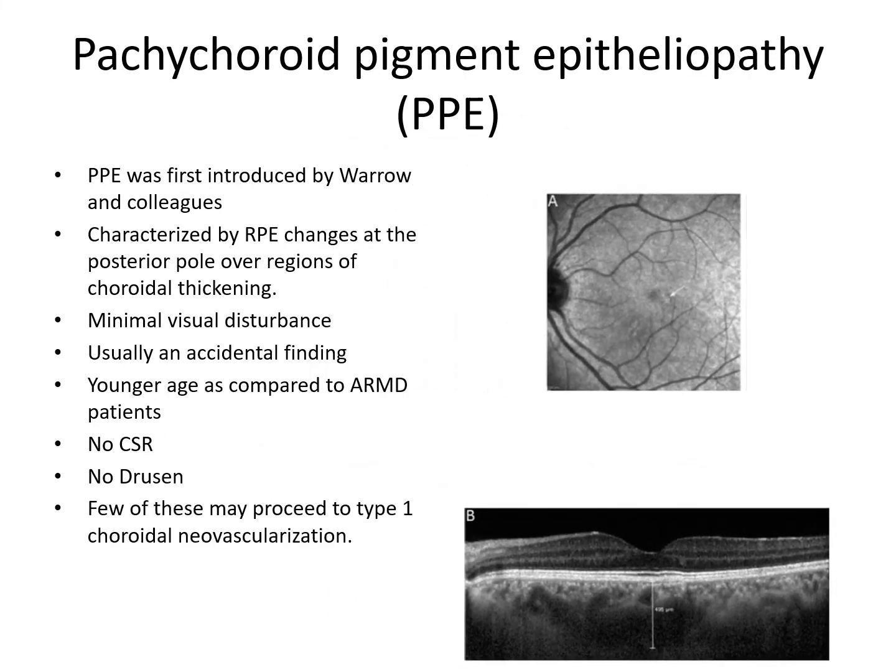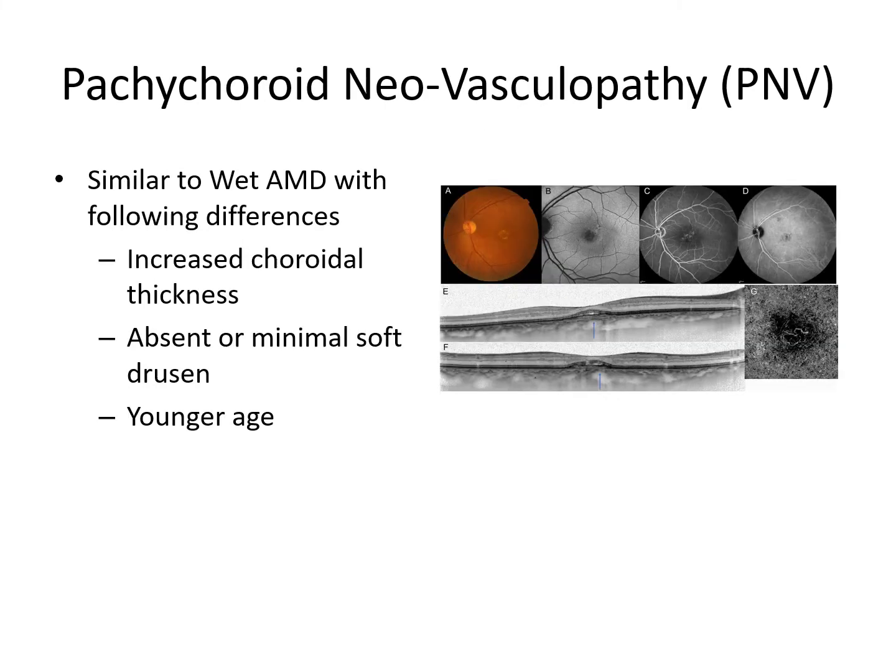Few of these patients may actually proceed to type 1 choroidal neovascularization, which may be a finding in PCV. So these patients may actually progress to other diseases in the same spectrum of the pachychoroid disease. Pachychoroid Neovasculopathy.